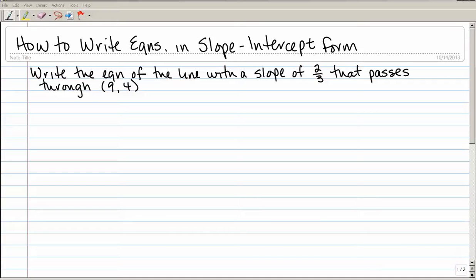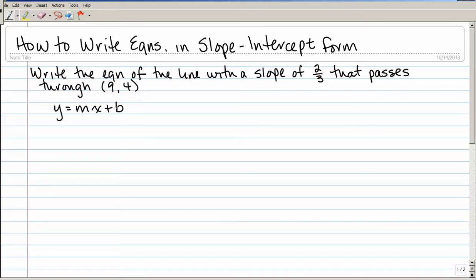Here's how to write the equation of a line in slope-intercept form. And we're going to take a look at two different examples that give you different pieces of information. The first one says write the equation of the line that has a slope of 2/3 that passes through the point (9, 4). Recall that slope-intercept form is y equals mx plus b.